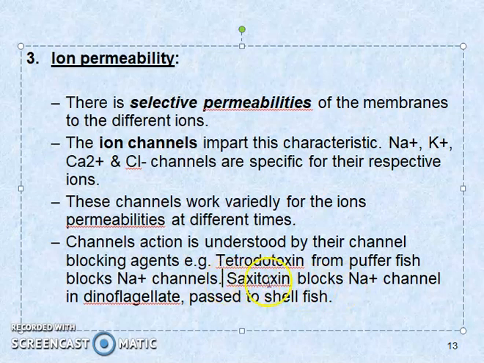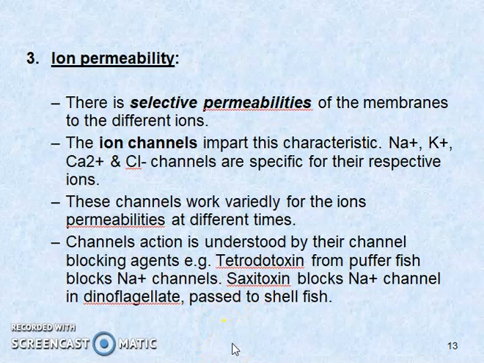Another one is called saxitoxin. It also blocks the sodium channels, and it is found in dinoflagellates, which are passed to shellfish. So when some pufferfish or other organism injects a poison, we call them toxins. When we get to know what these toxins are actually doing, we get to know how they block it, and then we see, oh, this is how this action was taking place.